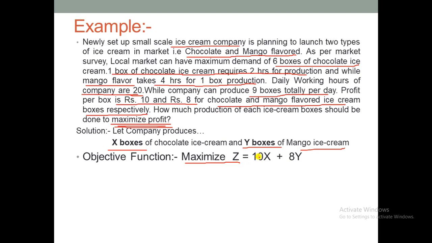So maximize z. Now a single box of chocolate ice cream is giving a profit of rupees 10. There are x number of boxes, so the total profit is going to be 10x. Similarly, a single box of mango flavored ice cream, when sold, gives a profit of rupees 8. We have y number of boxes, so the profit will be 8y, and the total profit is going to be 10x plus 8y, 10x for chocolate flavored ice cream, 8y for mango flavored ice cream. So this is going to be the objective function for the particular problem.